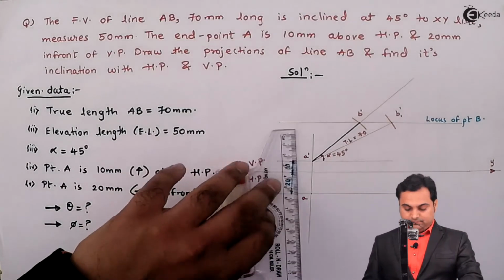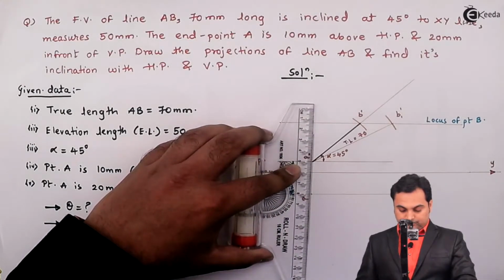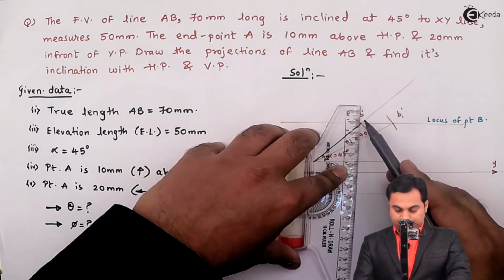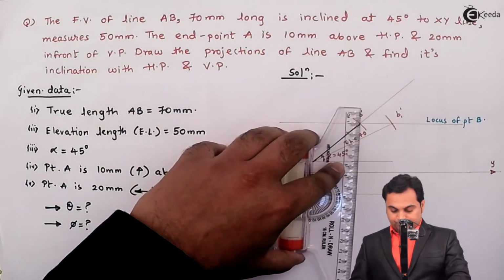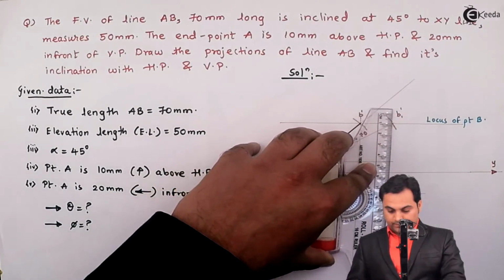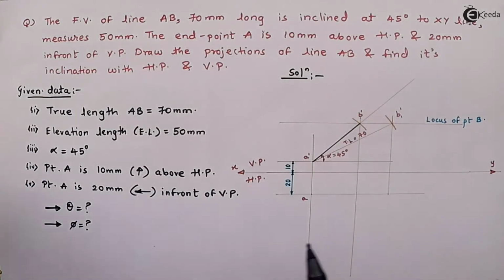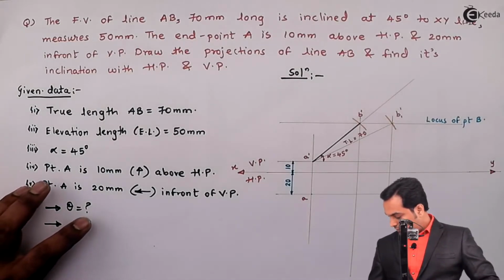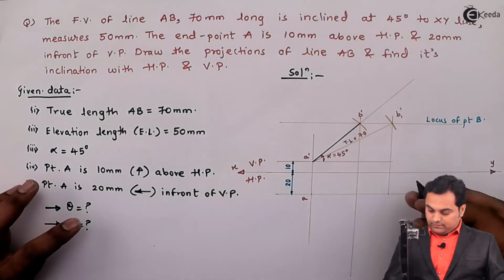Then similarly for the top view, I need to get this actual length and true length in the top view. For that, through B dash, I am projecting a light line. Then similarly bringing B1 dash in HP, that is over this horizontal line. Then I'll give the notation here. I'll call this point as B1.